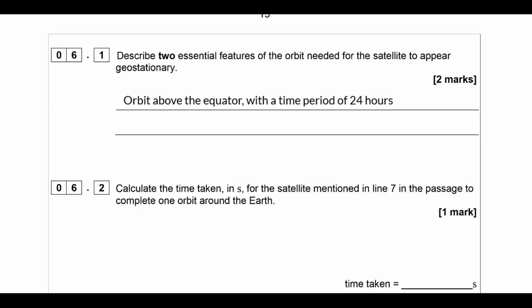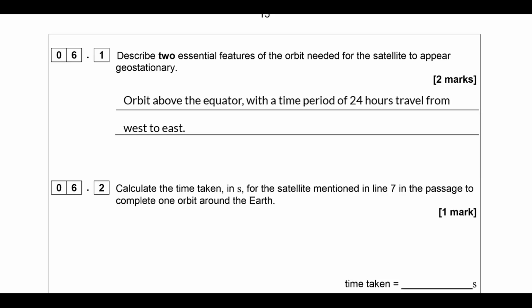And it needs to also be going around in the same direction as the Earth. So the Earth rotates around on its axis, so it needs to be going the same way. So it needs to travel from west to east, effectively, as it looks down on the Earth. So those are your features there.